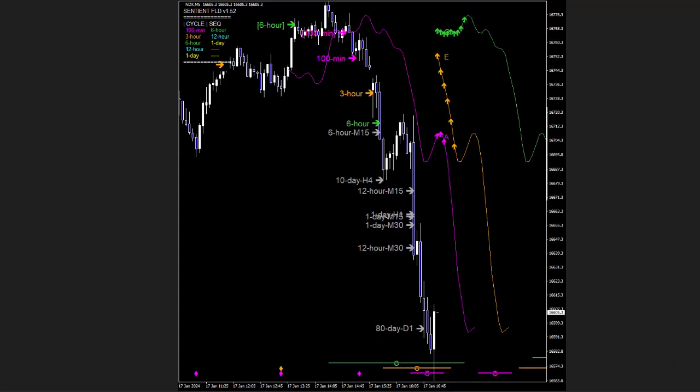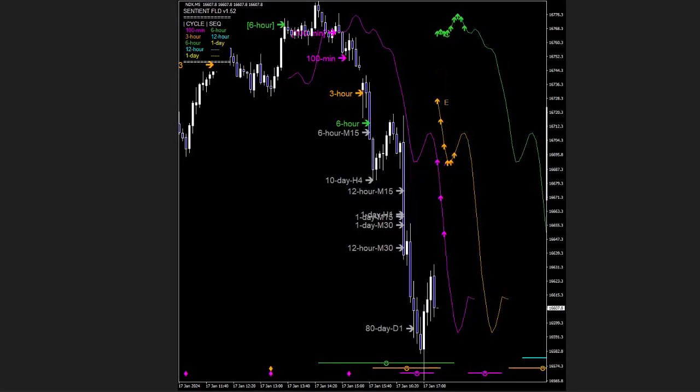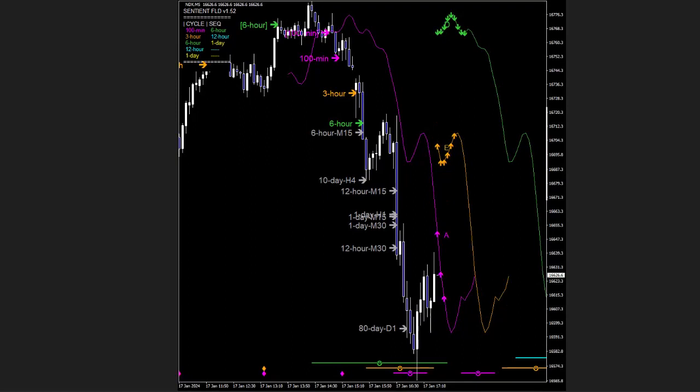But, as I mentioned in the basic concepts video, we don't jump into a long trade on the possibility that a trough is forming. We need to watch price action unfold, and we need to see how price reacts when it gets to the signal cycle FLD. And that is when we start considering our trade entry.